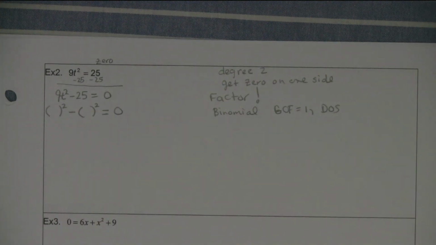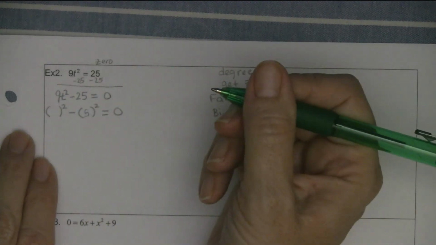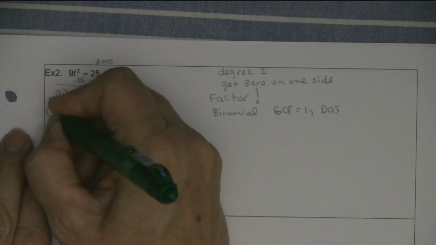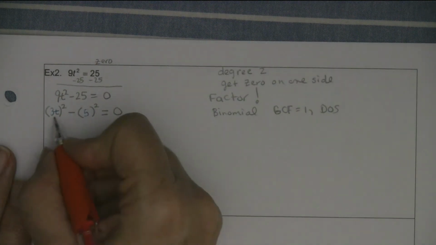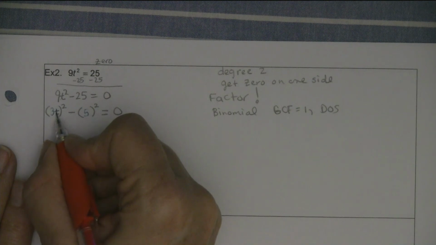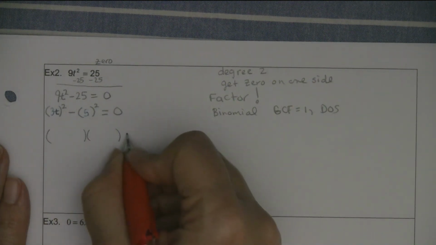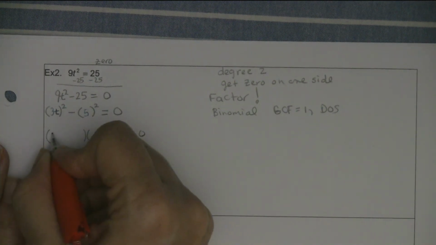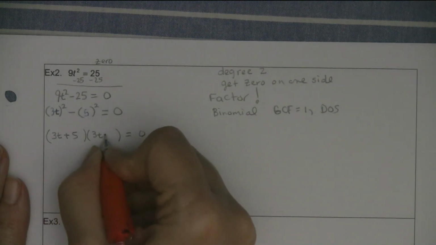So I'm going to go in here, and this is 5 with my dull little pencil, and in here is 3t. You add them and you subtract them, the bases. That's how you factor the difference of squares. So add them: 3t plus 5, 3t minus 5.